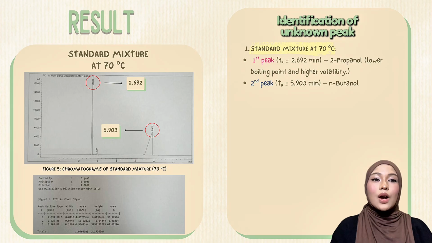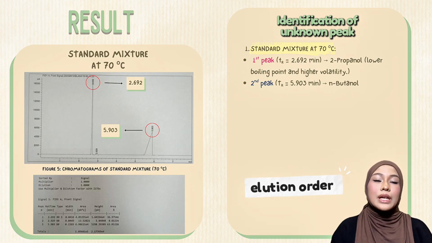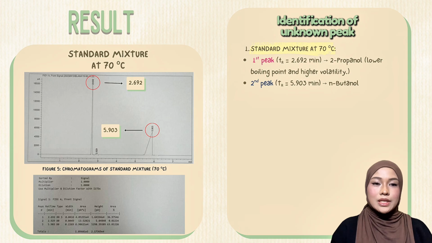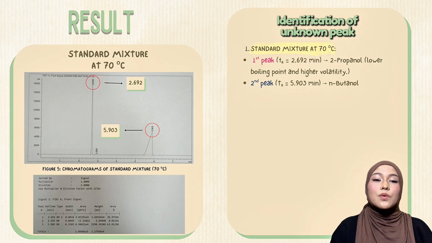I will explain how the peaks in the chromatograms were identified. Identification was carried out by comparing the retention time and elution order of peaks obtained at different column temperatures between the pure compound and the standard mixture. For the run at 70 degrees Celsius, two peaks were observed at 2.692 minutes and 5.903 minutes. The first peak was identified as 2-propanol, while the second peak was identified as N-butanol.